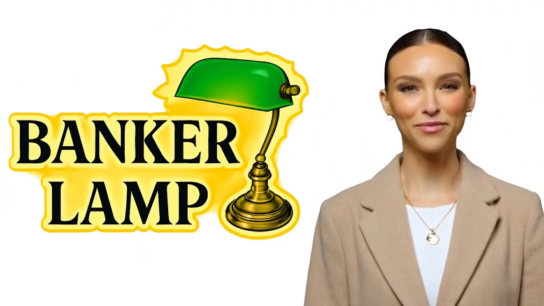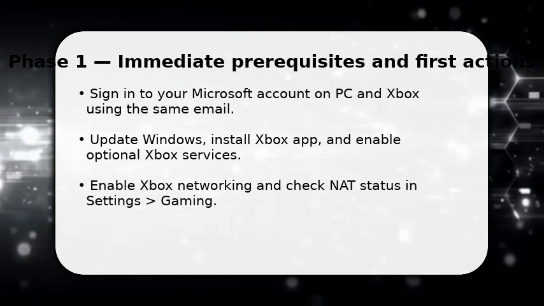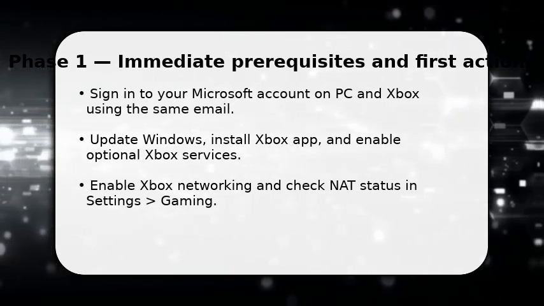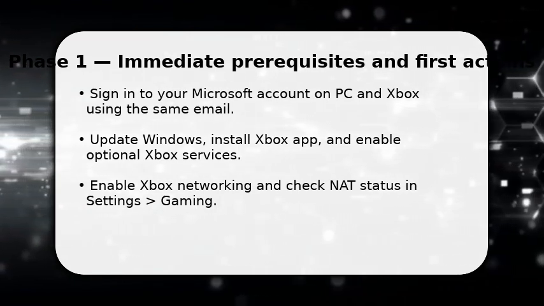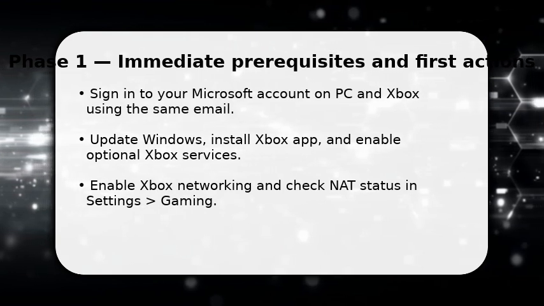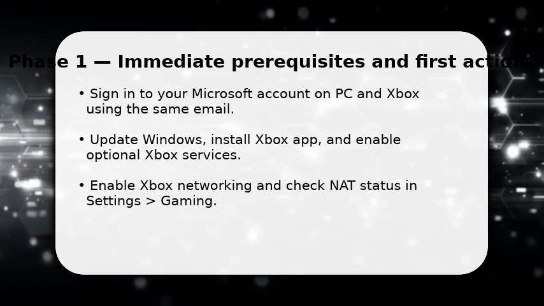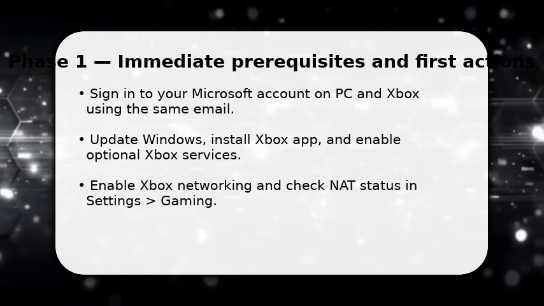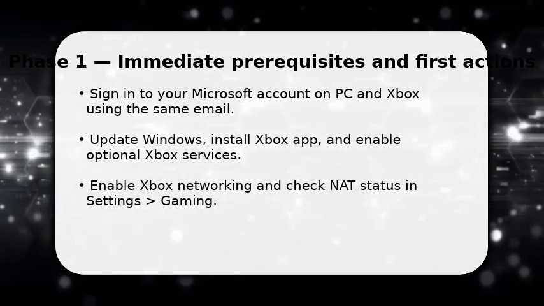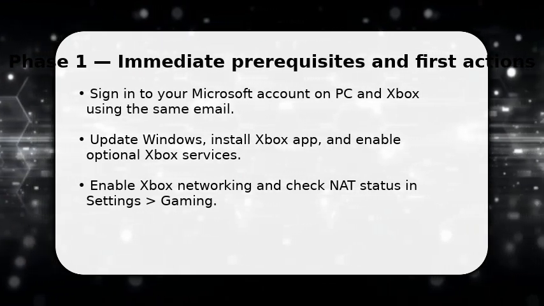Please enjoy the video. You start by confirming essentials. You must use the same Microsoft account on both devices. Once done, update Windows and install the Xbox app so that services match. Open Settings Gaming to enable Xbox networking and check your NAT. This reduces connection issues. Make sure Windows account is linked to a Microsoft account and that background apps are allowed. Without that, the Xbox app cannot register your console or PC correctly.